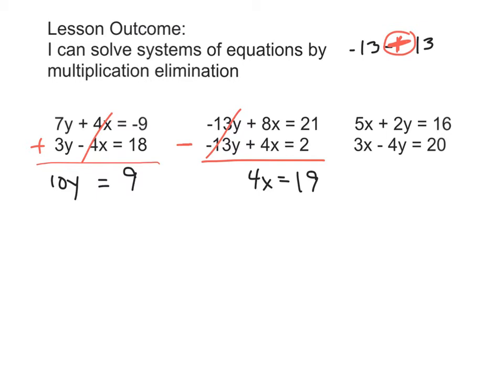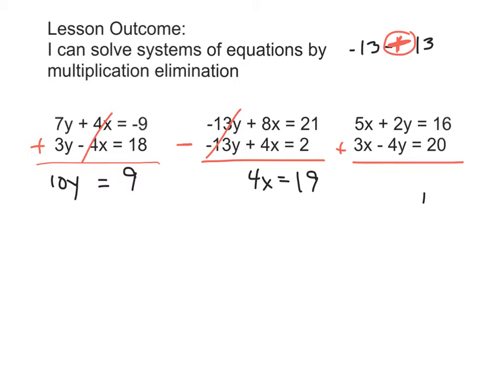All right, let's look at the third one. Let's start again with adding. Let's see what would happen if we add these two equations. If we add them, we'd get 5x plus 3x, which is 8x. And then we would get positive 2y plus negative 4y, and that would be negative 2y. Have we eliminated a variable? No, we haven't. So that's not going to work.